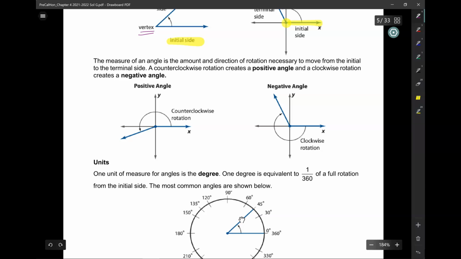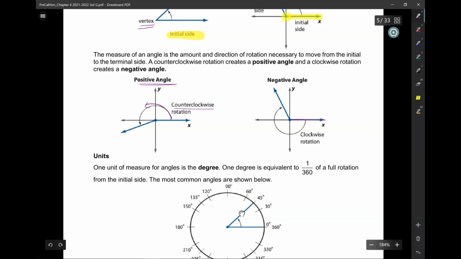When you have that initial side, and we said you can rotate that second ray, we never said whether you rotate upwards or downwards. So if you rotate this way, counterclockwise, that will become a positive angle. It would have a positive angle measure. But from that initial side, if you rotate in the clockwise direction, that will have a negative angle measure, okay? So that's where you have angles like positive 30 degrees or negative 30 degrees. Okay? All right. Speaking of degrees, how do you measure angles?